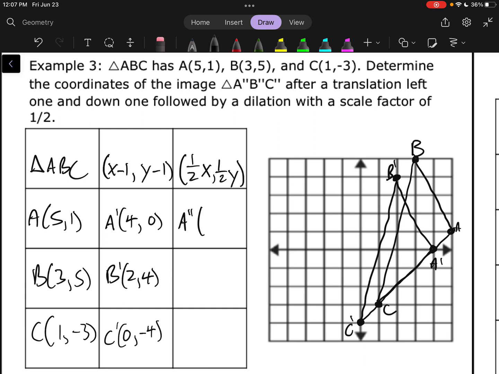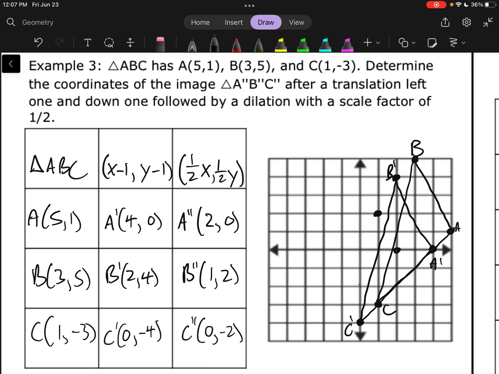So A double prime, 1/2 times 4 is 2, 1/2 times 0 is 0. For B double prime, 1/2 times 2 is 1, 1/2 times 4 is 2. And for C double prime, 1/2 times 0 is 0, 1/2 times negative 4 is negative 2. So 2, 0, 1, 2, and 0, negative 2. So A double prime, B double prime, C double prime.